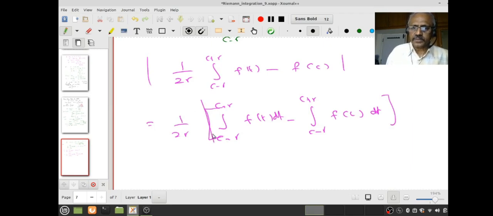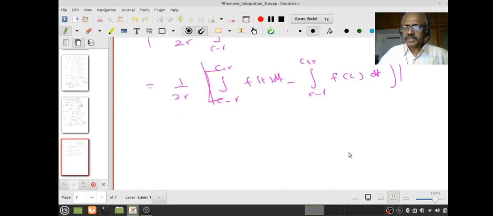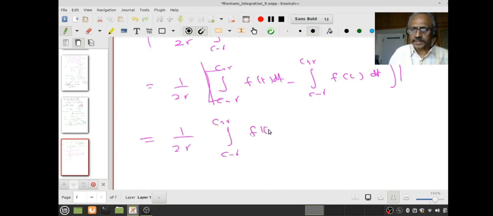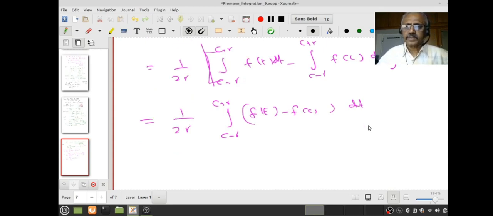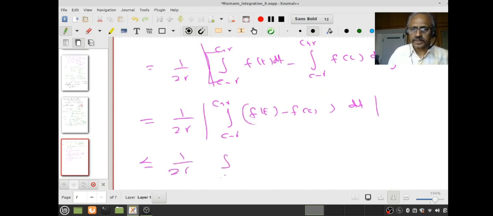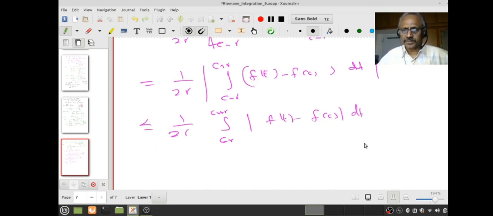Okay, this is the modulus I want to estimate. Now I can use the linearity of the integral. Linearity of the integral says it is the integral from c minus r to c plus r of f(t) minus f(c) dt, and modulus. But the basic estimate says this is less than or equal to 1 by 2r into the integral from c minus r to c plus r of modulus f(t) minus f(c) dt. Now I think all of you can complete the proof, right?